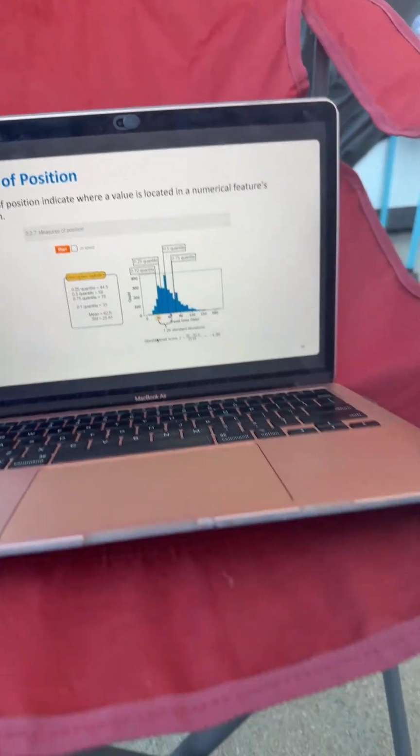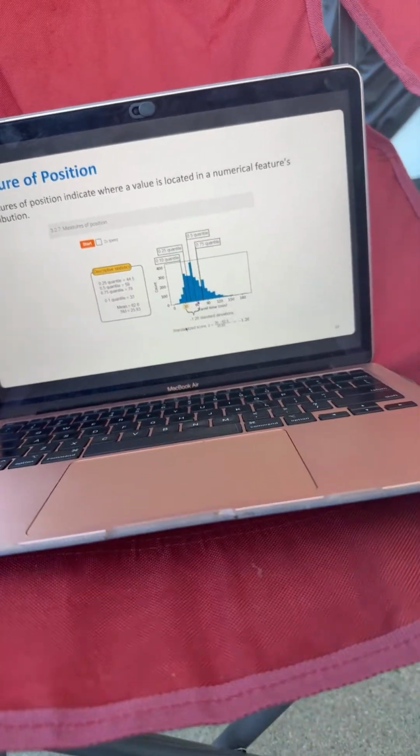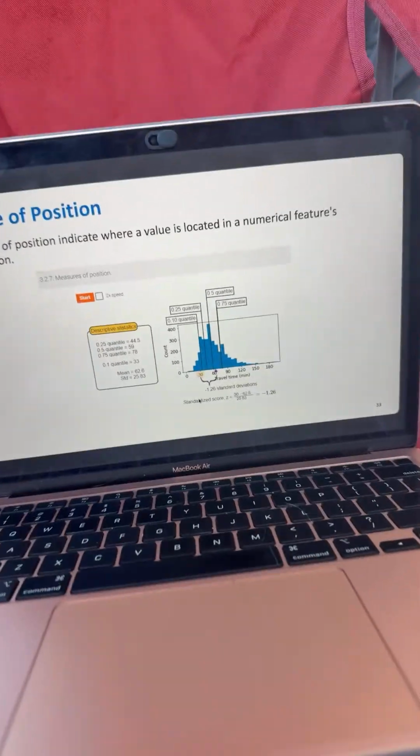So the measures of position. Measures of position indicate where a value is located in a numerical feature's distribution. So let's say the quantiles.